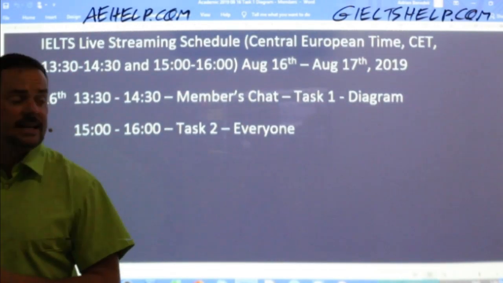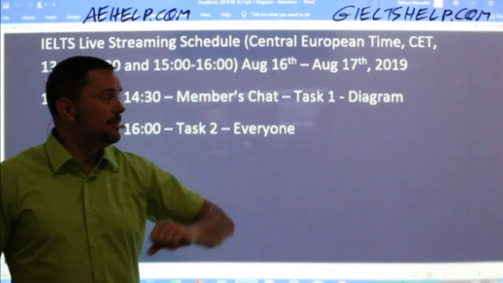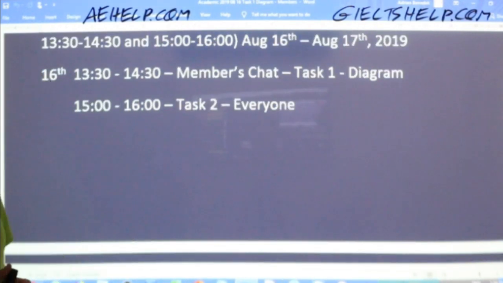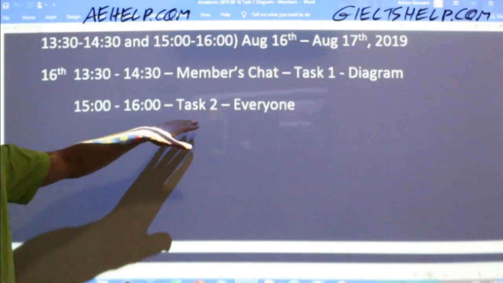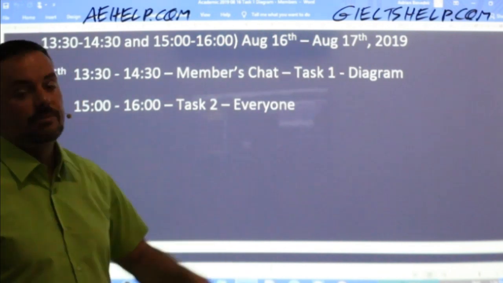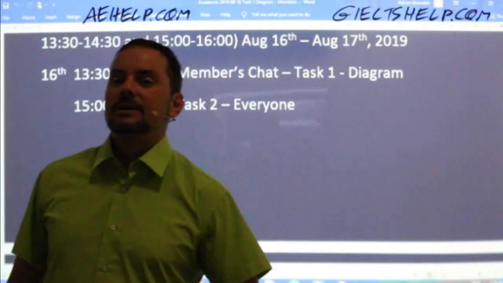Okay, so today, task 1. Diagram example. Of course, it's a brand new, fresh example. And then in just under 90 minutes, we will do a task 2 together. We'll start with the planning, the introduction, and that will be for everyone.